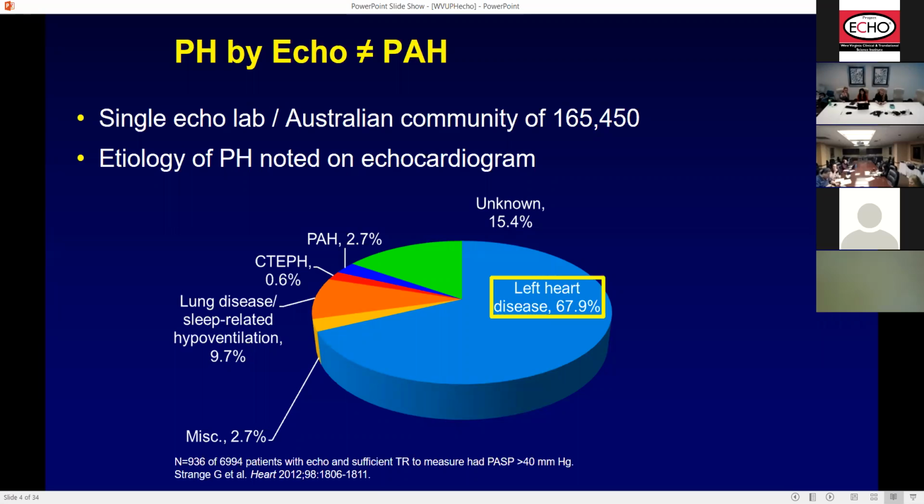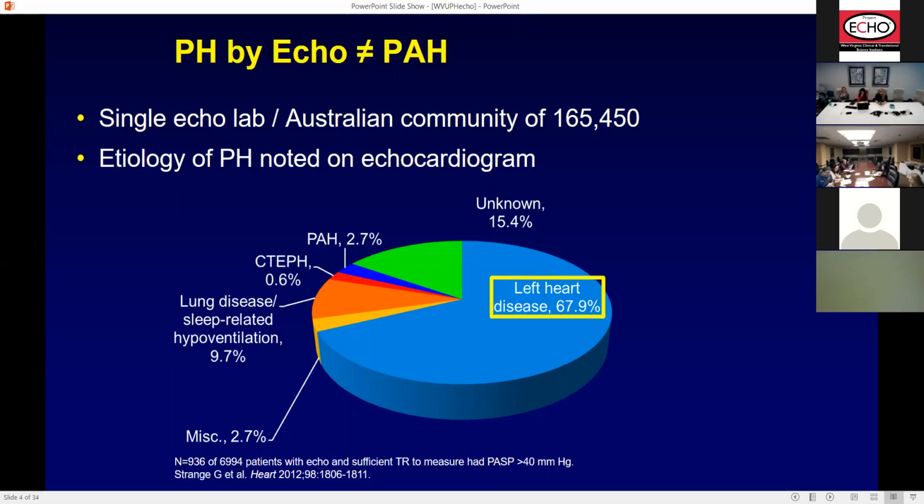Here's an example of an echo study. This was done in Australia, in a single echo lab serving an Australian community of 165,000, looking for PH on the echo. It was a significant amount of echoes: 936 echoes that met the criteria. Of those 936, they had a sufficient tricuspid regurgitation jet and a PH systolic pressure on echo greater than 40. So not just minimal pulmonary hypertension, but mild to moderate and up.